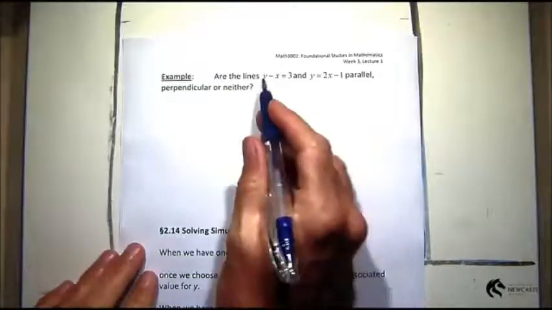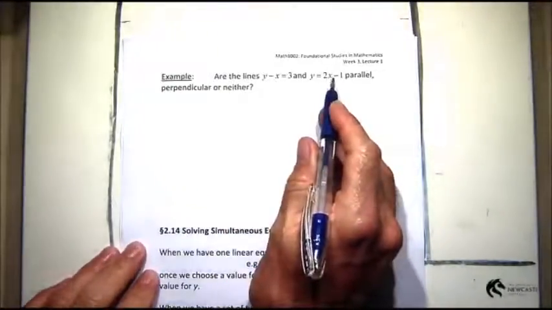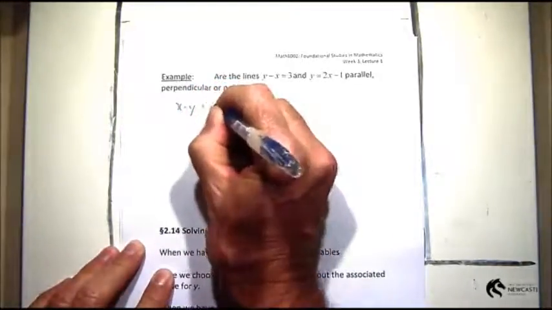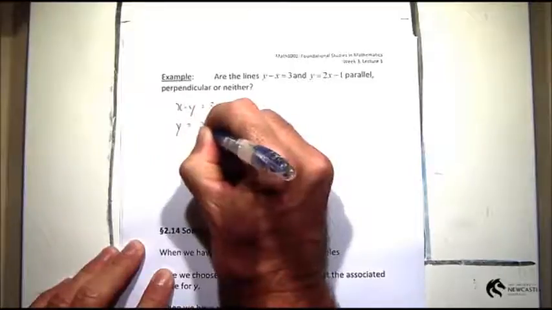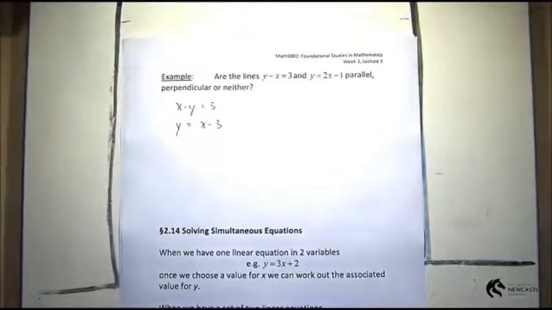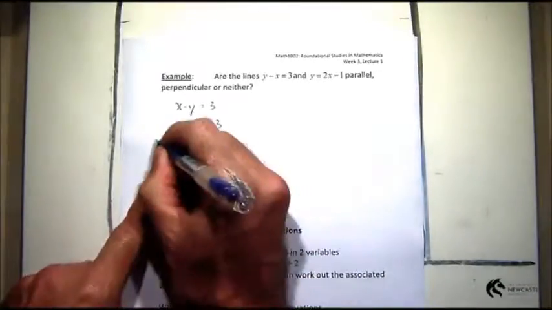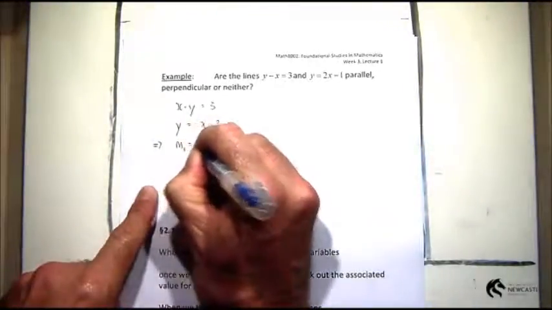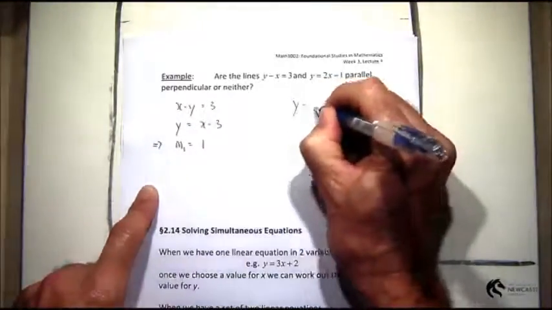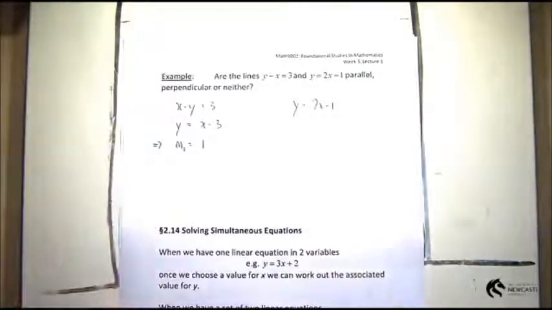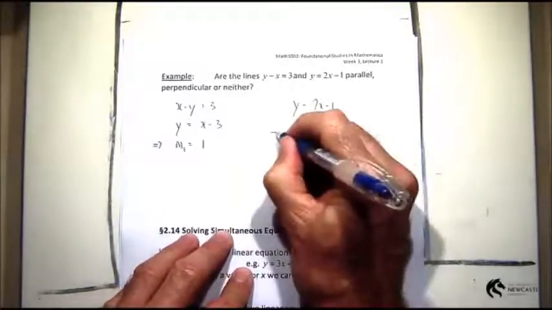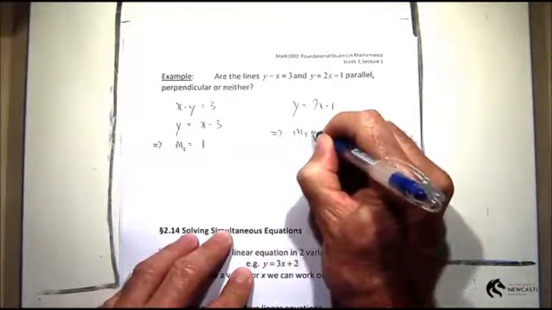So the first thing to do is to write both of these into gradient intercept form. So if I have x minus y is equal to 3, I can write that as y is equal to x minus 3. And from that, I can see that this thing has a slope m1 is equal to 1. The other line is already in gradient intercept form, so I can read its slope off straight away. So that tells me that m2 is equal to 2.